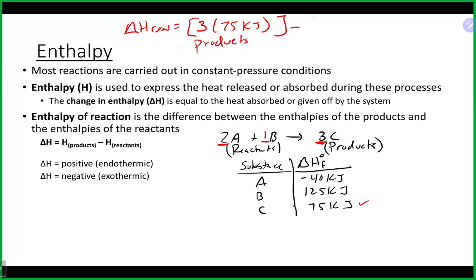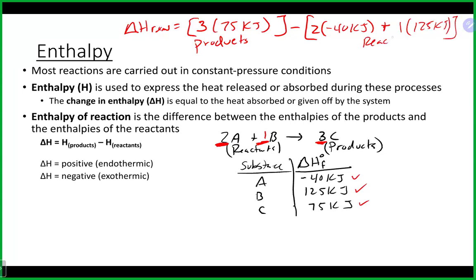So on the reactant side, I have A that has a coefficient of 2. So I'm going to take 2 times the value of A from the table, minus 40 kilojoules. I'm then going to add it to my other reactant, which is B. And again, the coefficient there is 1. So I'm going to take 1 times my value of B from the table of 125.